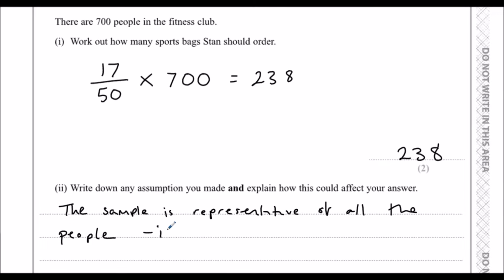So if not, the answer would not be accurate. It might be too high or it might be too low, but it just wouldn't be right. So if the sample isn't representative of all the people, then our estimate isn't accurate.